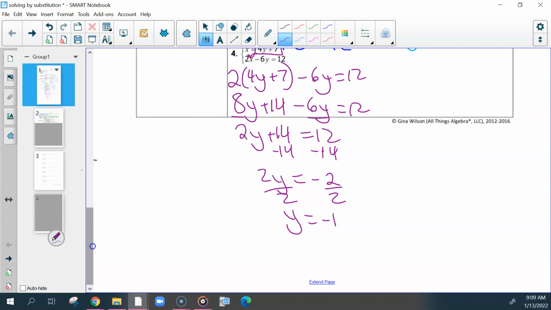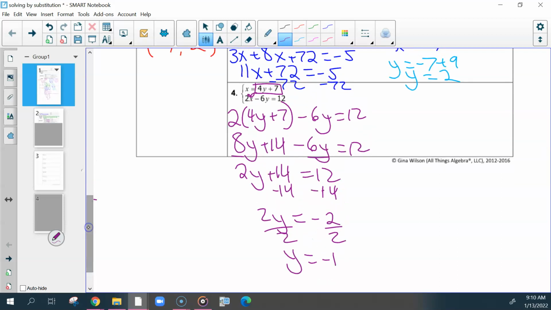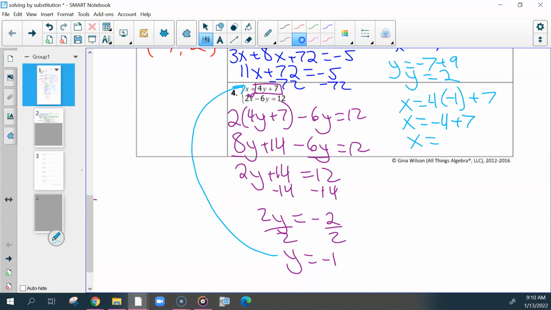In this case, because we solved for y first instead of x, now we're solving for x. We're going to take this and put it back into this first equation, or you can put it into either one, it doesn't matter. So x equals 4 times negative 1 plus 7. x equals negative 4 plus 7, or x equals 3.